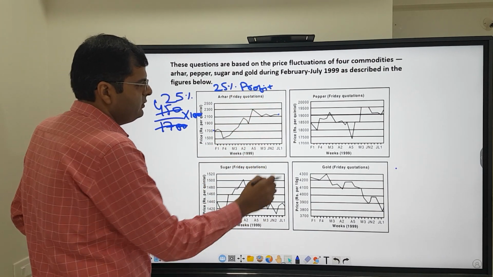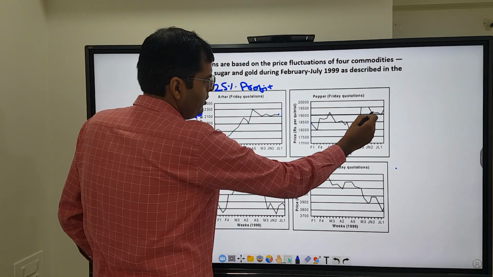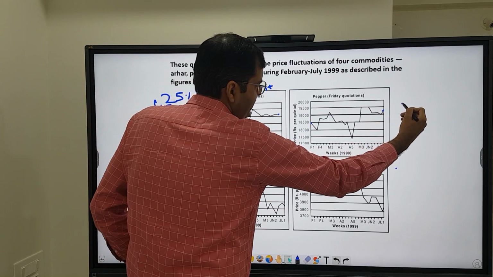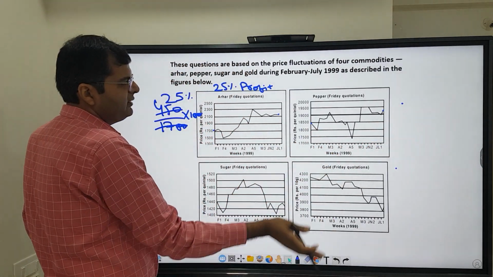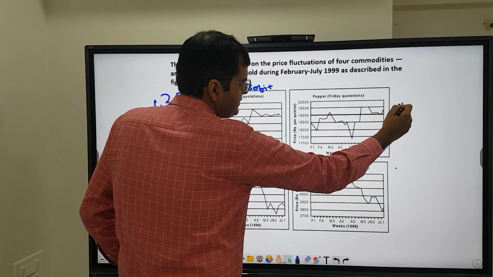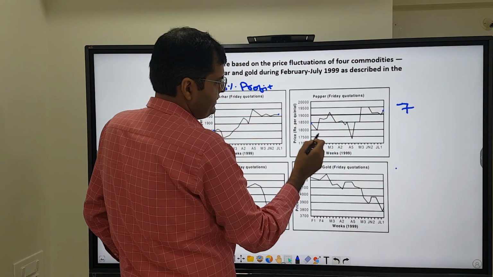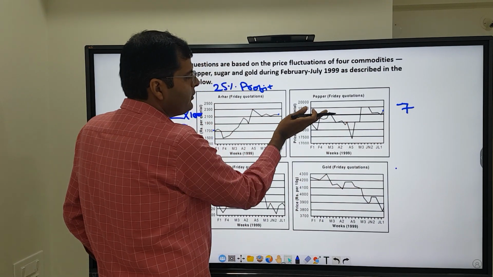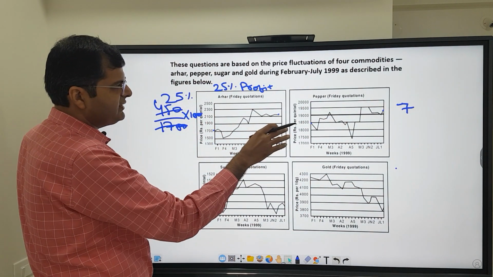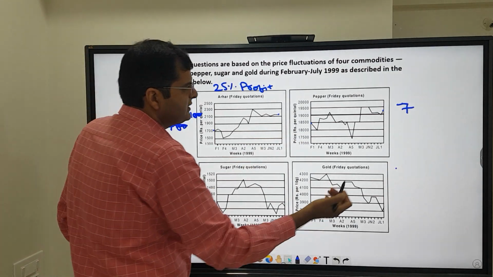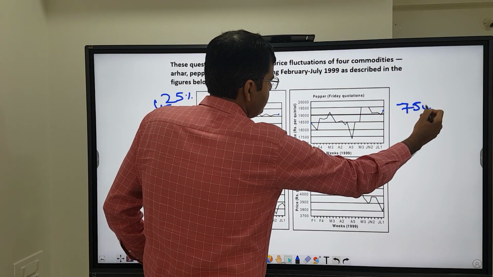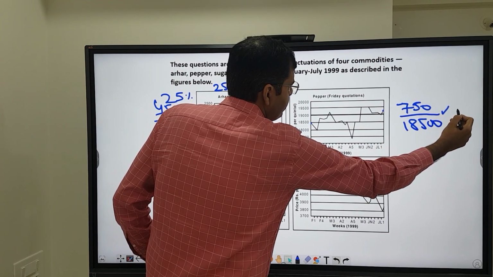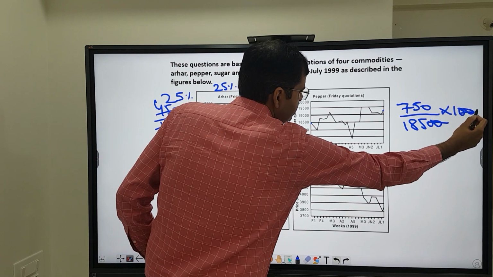Now on pepper, you go from almost 18,500 and you end up at 19,250, let's say. So you're making from 18,500 to 19,250, that is 725. Even if you go from 18,500 to 19,500, that's 1,000, and below 250 is 750, so we'll assume roughly 750 at 18,500. If you multiply it by 100, what is the percentage term you get?